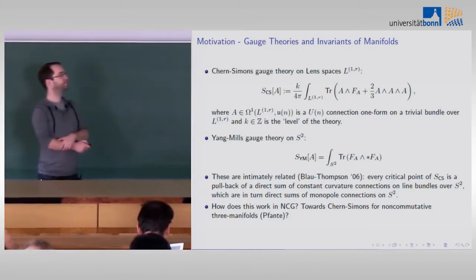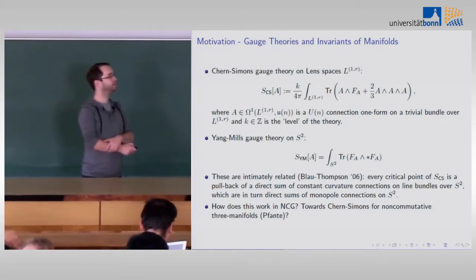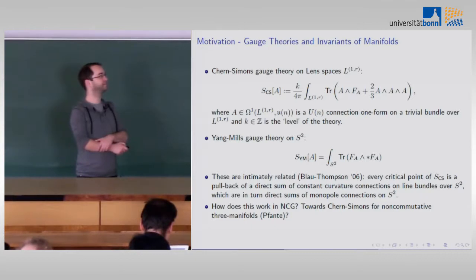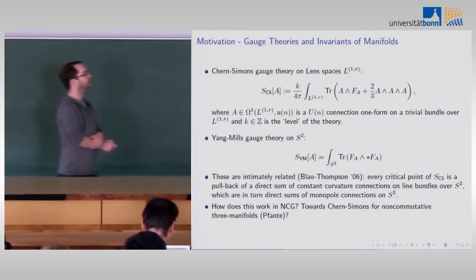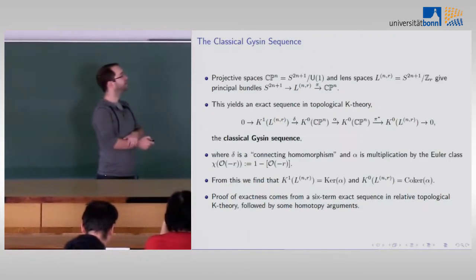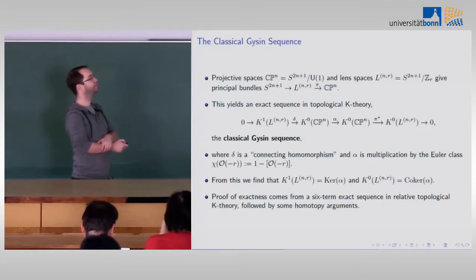I have another option, which is Yang-Mills theory on S². The action here is perhaps more familiar, and this is given by this formula. Here the star is the Hodge operator. And as I mentioned on the previous slide, I have a principal bundle here. In this case, it's the lens space sitting over S², with CP¹ being S².